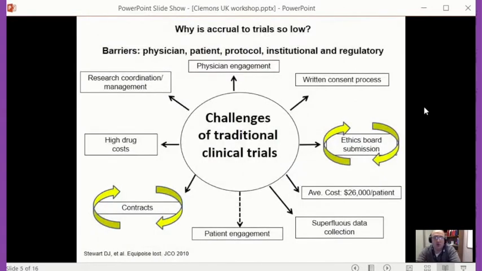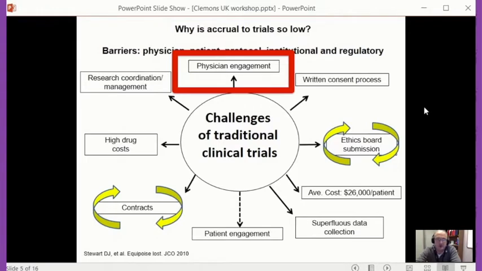Why is accrual so low? And you'll see many of these slides presented where it talks about physician engagement, the efforts of the consent process. My 2 spiraling yellow arms are to show how sometimes contracts and REB can take a significant length of time. There's cost, there's superfluous data collection. Some people say patient engagement is one of the challenges. And I disagree. I think the elephant in the room is the biggest barrier for clinical trial accrual is physician engagement. If a physician does not approach the patient about the study, they will not be enrolled.